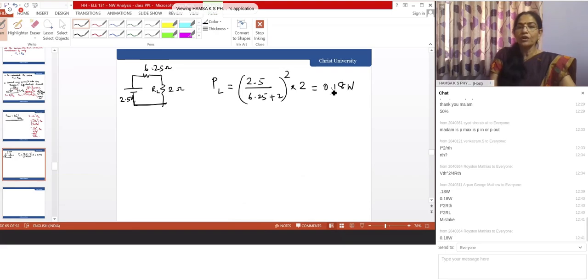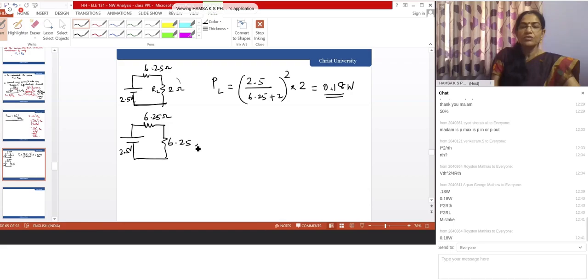So this is for the circuit that is given to us. If we want to find out the maximum power transferred, then we have to replace this load resistance by its Thevenin resistance. Let us do that. The Thevenin resistance for that circuit is 6.25 and our load resistance is also 6.25. So this is the circuit for maximum power transfer.